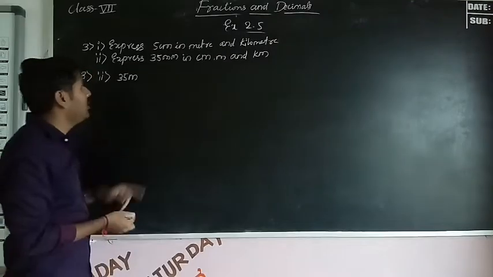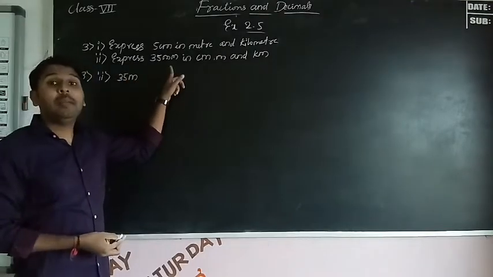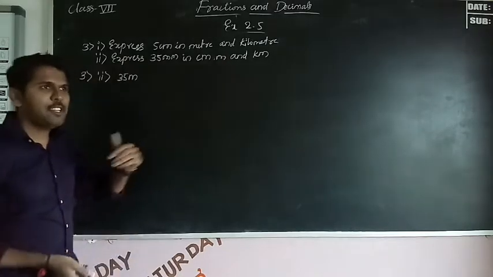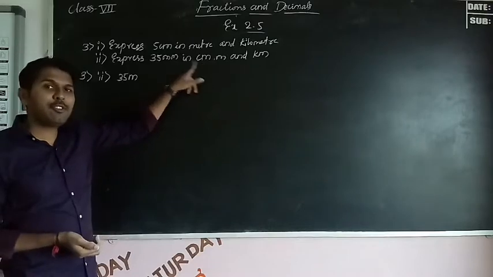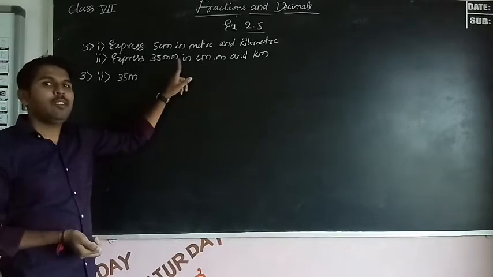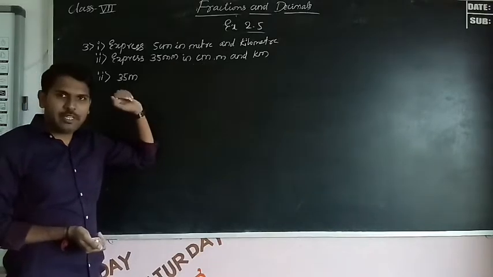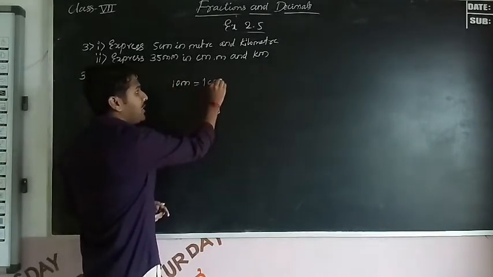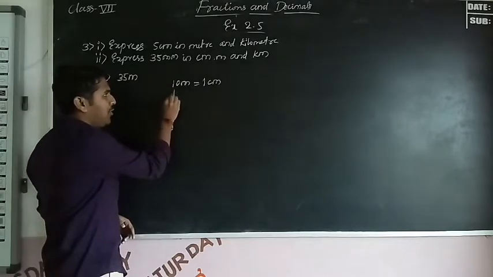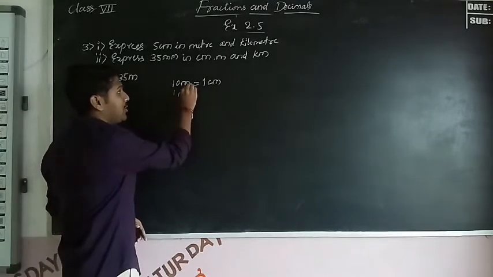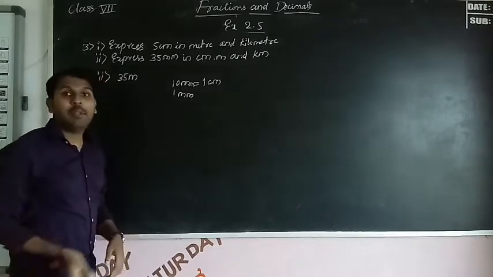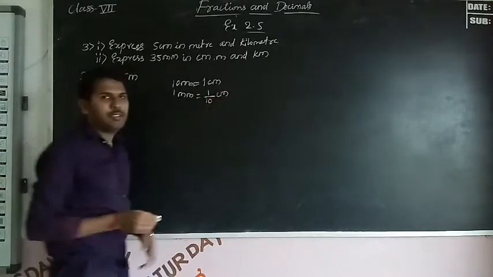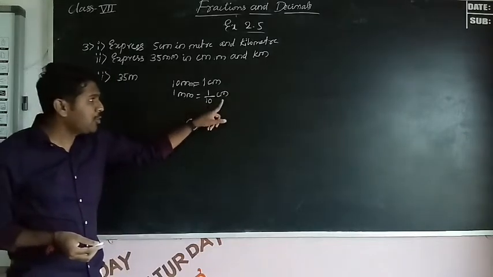So the second question: express 35 millimeter in centimeter, meter and kilometer. First, you know that 1 centimeter equals how many millimeter? 1 centimeter equals 10 millimeter. So 10 millimeter equals 1 centimeter. First find out for 1 millimeter. This is millimeter, not meter. So 1 millimeter equals 1 by 10 centimeter.